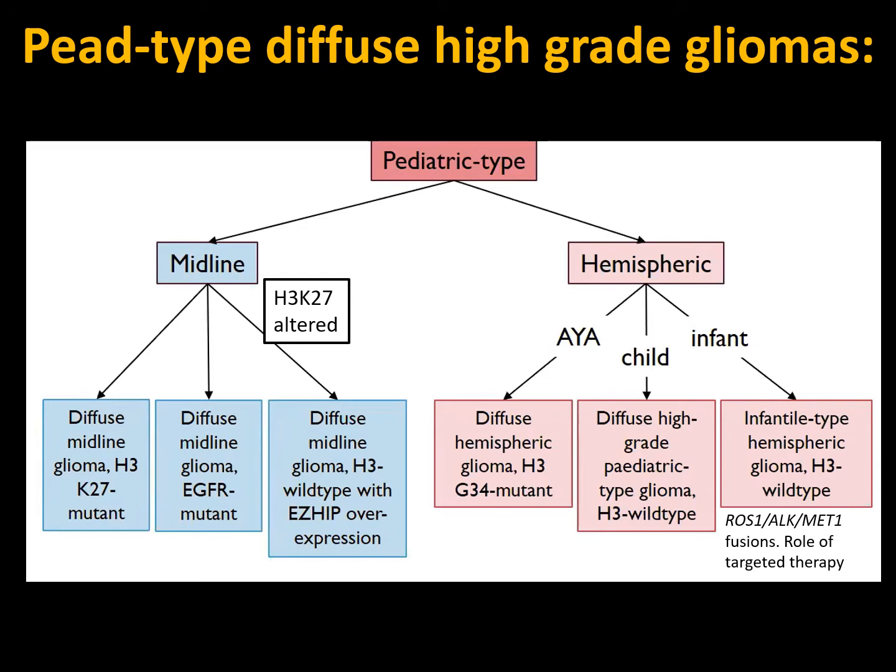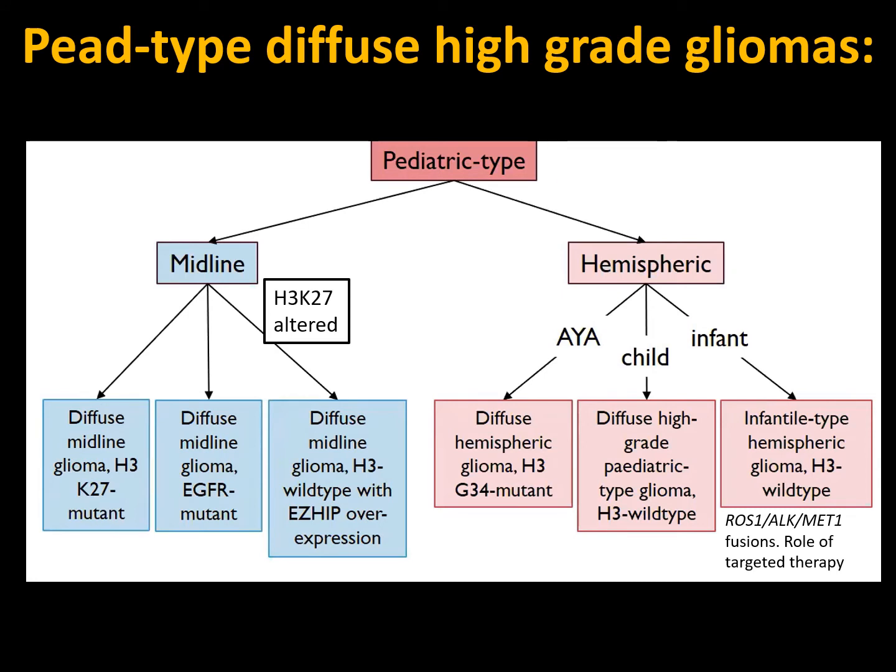The adult type diffuse gliomas and the pediatric type diffuse gliomas have been completely separated. However, there might be overlapping in both the age groups. Now, the pediatric type high-grade diffuse gliomas could be either midline or hemispheric. The midline tumors are H3K27 altered, and the subtypes could be H3K27 mutant diffuse midline glioma showing EGFR mutations, and diffuse midline glioma which is histone wild type with EZHIP overexpression.